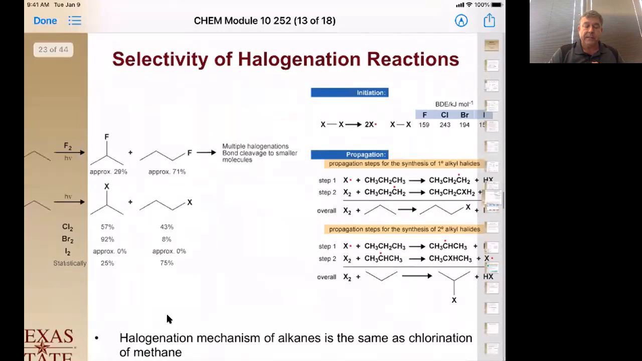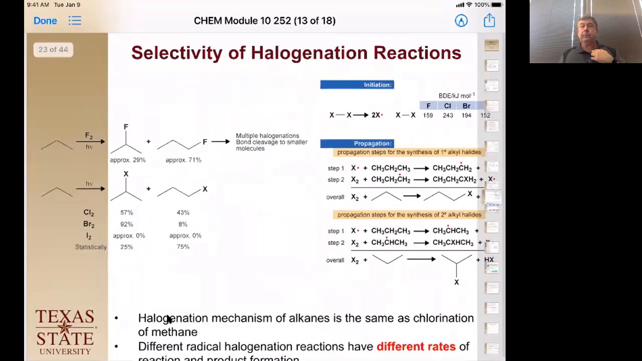Now let's talk about selectivity and reactivity. We talked about how in our other reactions, we know exactly where something is going to happen because we have a leaving group and we have a nucleophile. In radical reactions, we can react any of those carbon-hydrogen bonds with a radical. So there should be some kind of rule about this. Let's talk about just these reactions here.